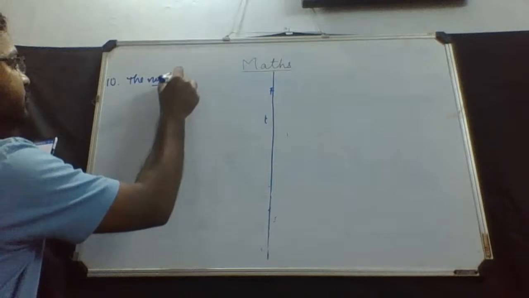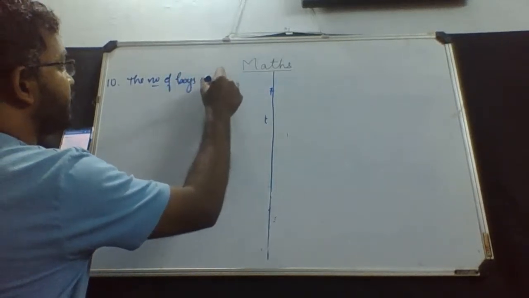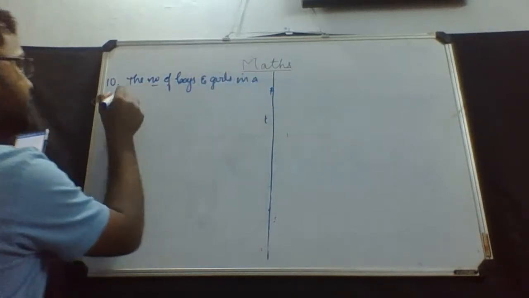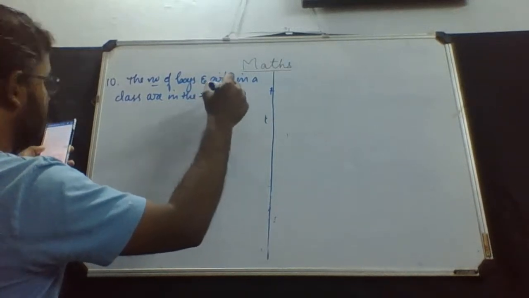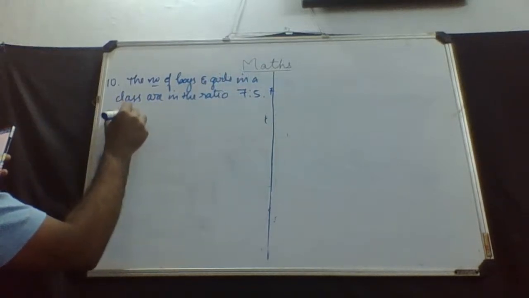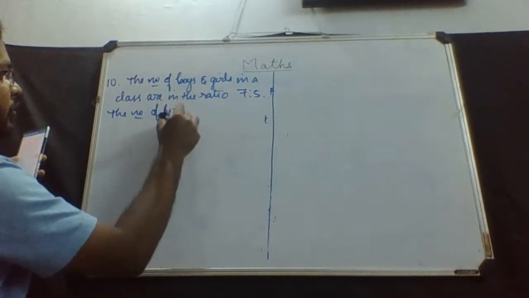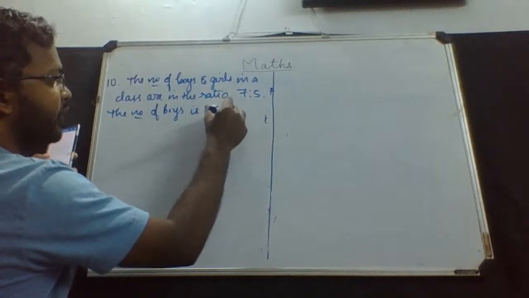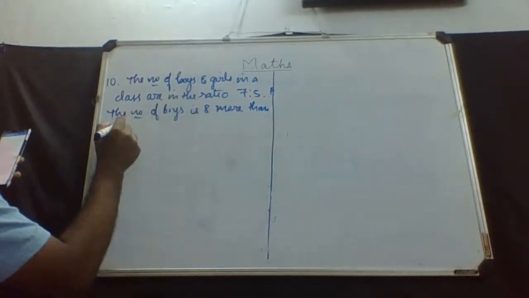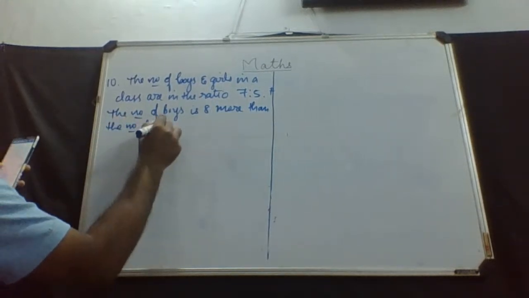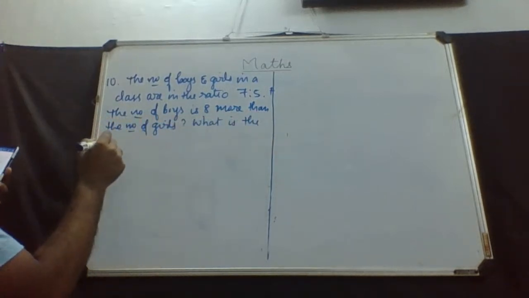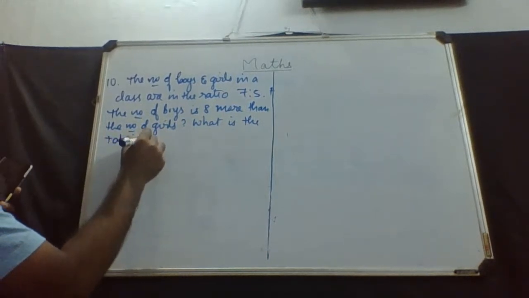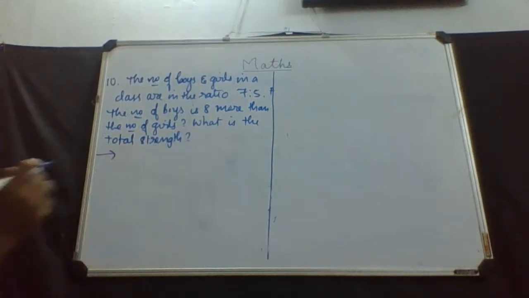The number of boys and girls in a class are in the ratio 7 is to 5. The number of boys is 8 more than the number of girls. What is the total strength? Okay, this is the question.